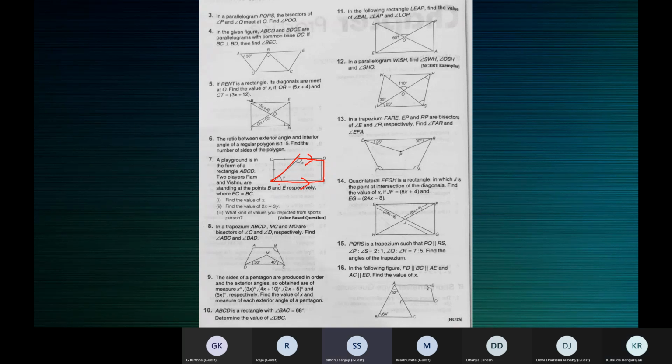Yeah. 2x plus 3y equals 405, ma'am. Okay. All of us understood how to find x and y? Yes, ma'am. That's all. Let me just repeat.